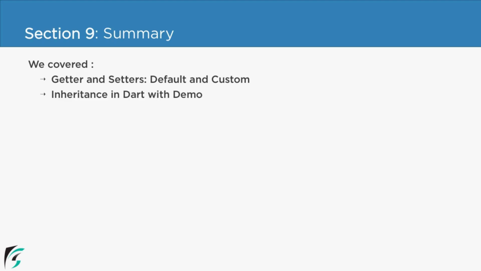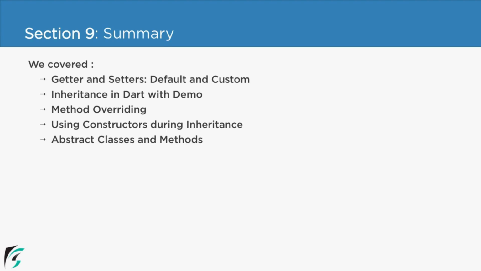Next, we explored inheritance in Dart along with valid demo sample code. Proceeding, we also saw how to override the methods during inheritance. And also we explored how to use constructors during inheritance by using both default and named constructors in the child class as well as in the parent class. Moving on, we checked out what are abstract classes and methods and how to use them. And then we explored how to implement an interface in Dart. Now, in the end of this section, we explored what are static methods and variables.